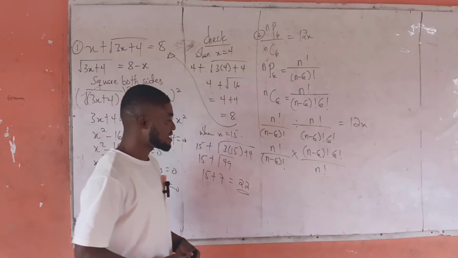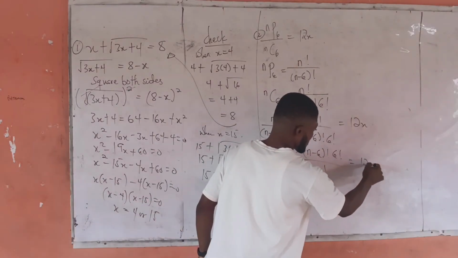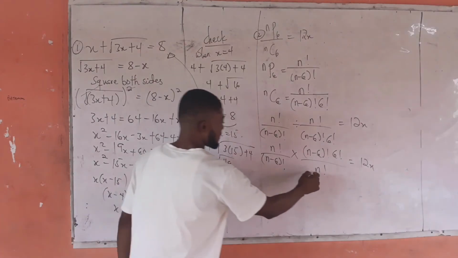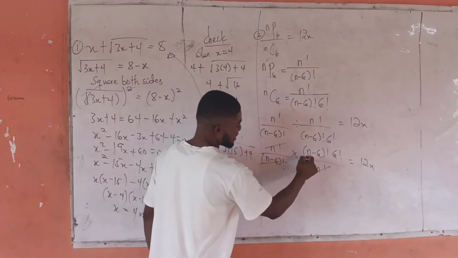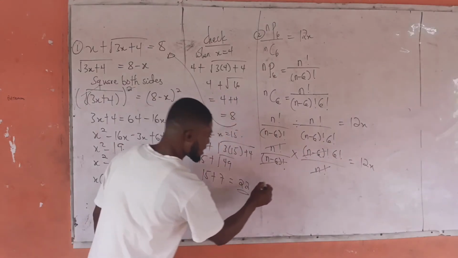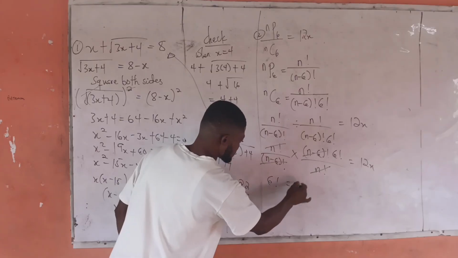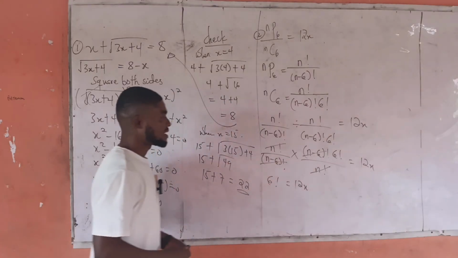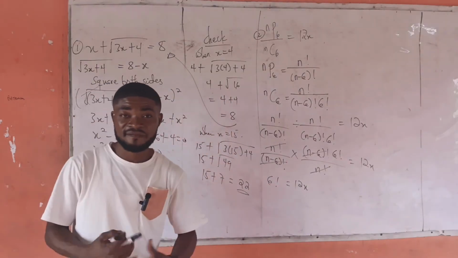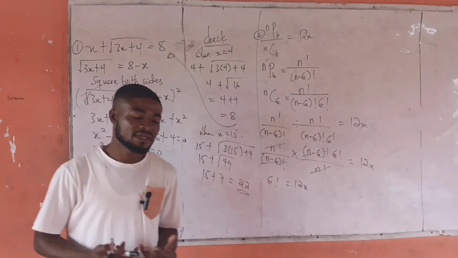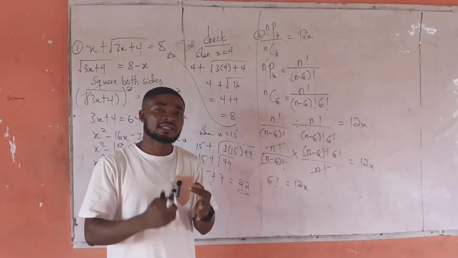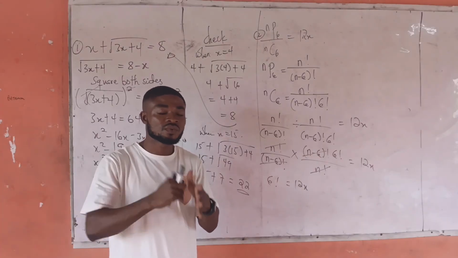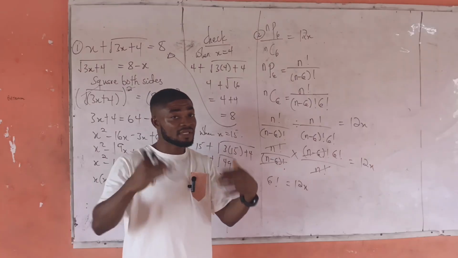And so we have this now. And then from here, n factorial away. n minus 6 factorial, n minus 6 factorial also away. Now 6 factorial is equal to 12x. 6 factorial simply means you are going to have 6 times 5 times 4 times 3 times 2 times 1. That is the meaning of 6 factorial.